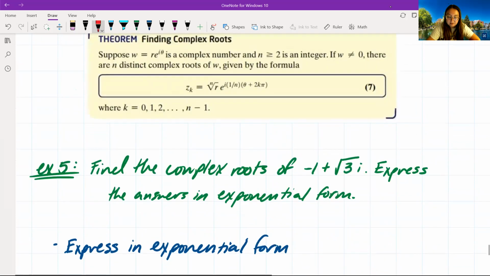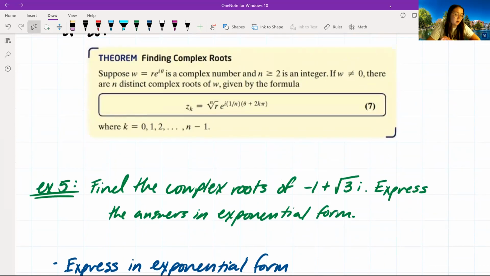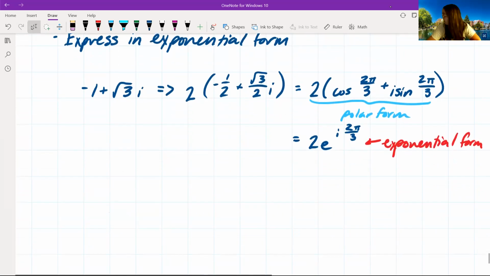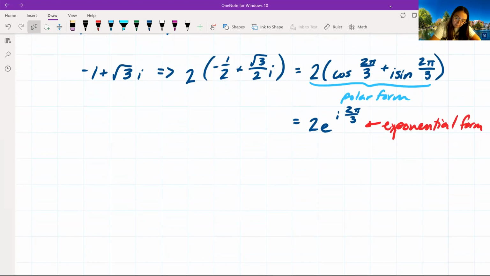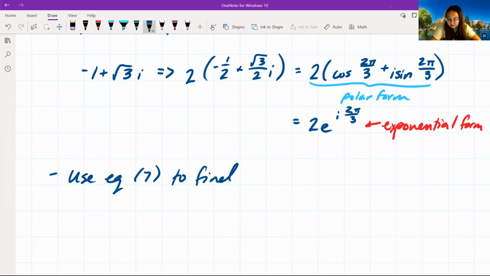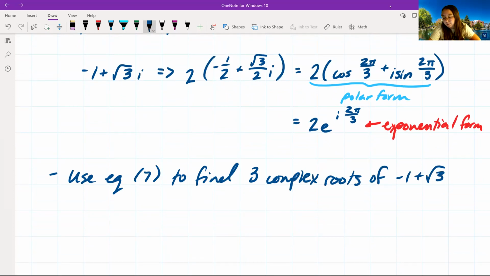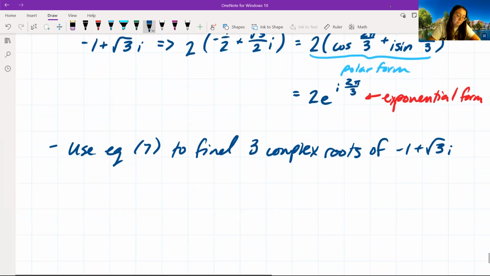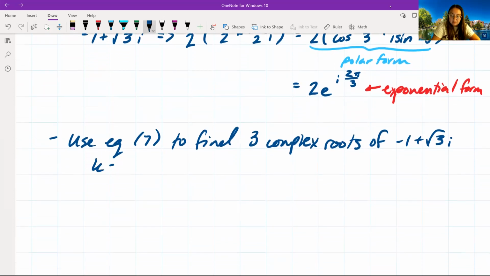All right, so now that we have our exponential form, we want to use equation 7 to go ahead and find 3 complex roots of -1 plus the square root of 3i. If we want to find 3 complex roots, let's go ahead and do k is equal to 0, 1, and 2.